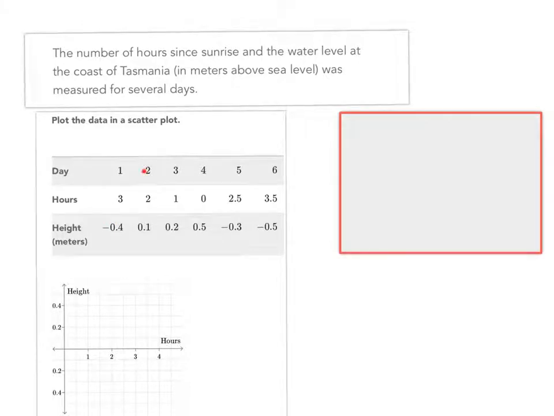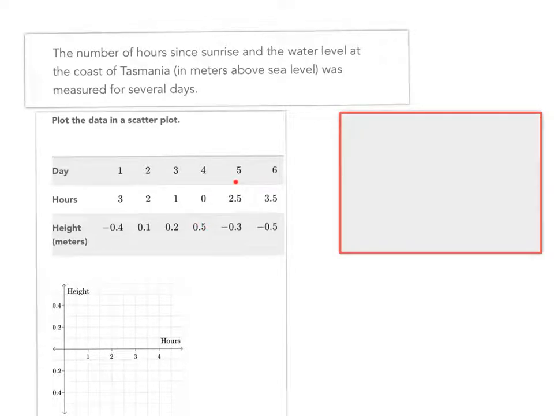On day two, the water level was measured 2 hours after sunrise, and the water level was 0.1 meters above sea level. On day three, the water level was measured 1 hour after sunrise, and the water level was 0.2 meters above sea level. On day four, the water level was measured 0 hours after sunrise. Well, what does that mean? It means it was measured at sunrise, and the water level was 0.5 meters above sea level.